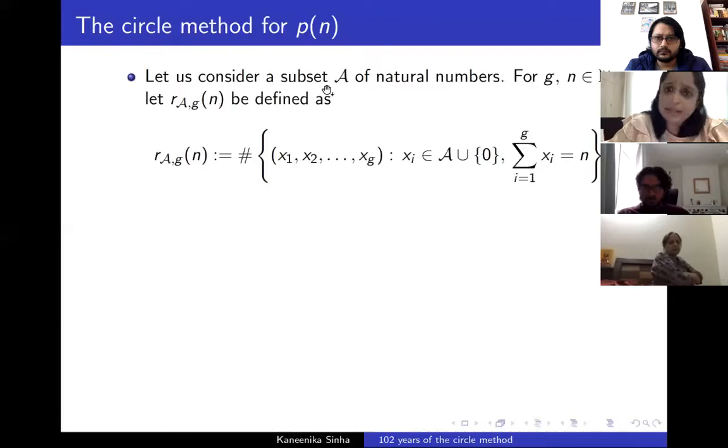So now what we do is, as before, let us consider a subset A of natural numbers, okay? And for two fixed natural numbers, g and n, let R_{A,g}(n) be defined as the number of ways of writing n as a sum of at most g elements from A. So a more precise way of saying it is, it is the number of tuples where each a_i either lies in A or takes the value 0, such that the sum is equal to n.